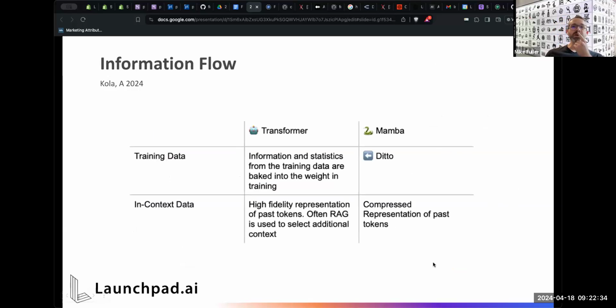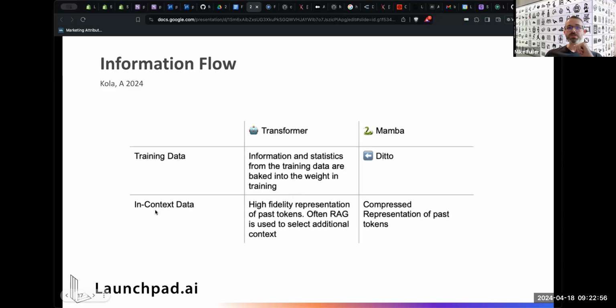And then this is just a comparison of information flow. In a transformer, the information and statistics from the training data are baked into the weights in training. Mamba is the same. During training, we bake the information and statistics from the training data into the selective state space model.